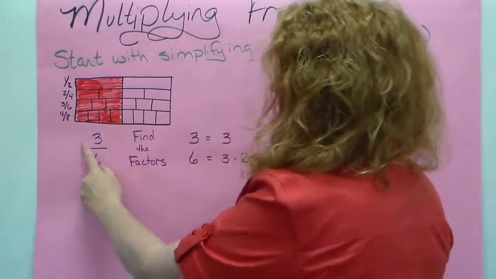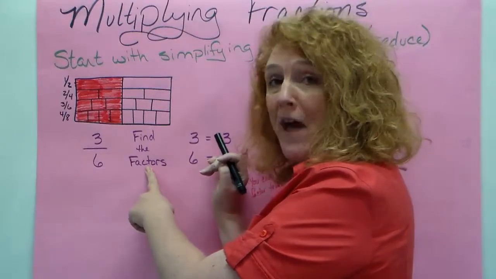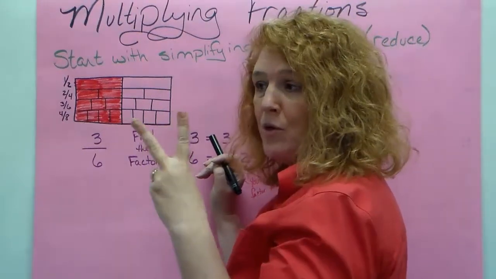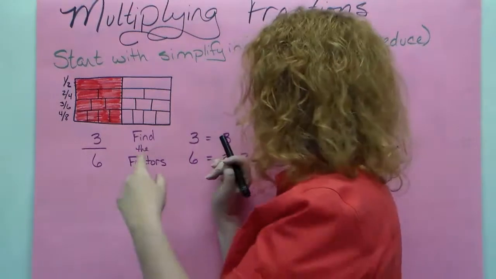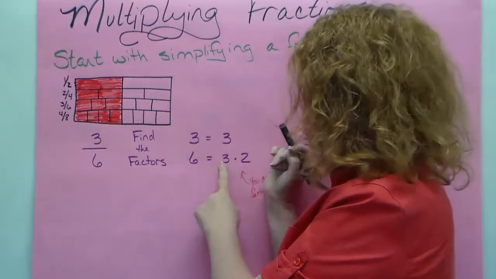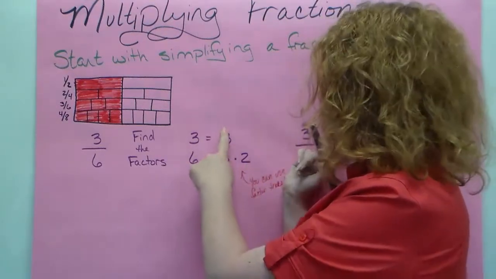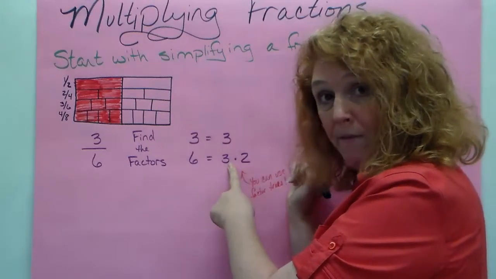Well, I'm going to take 3/6 here. We're going to start by finding the factors. Remember, a factor is one of the two numbers that multiply together to get the answer to a multiplication problem. Well, 3 is just 3 times 1. But 6 is 3 times 2. So you can see here that they both have 3 as a factor.